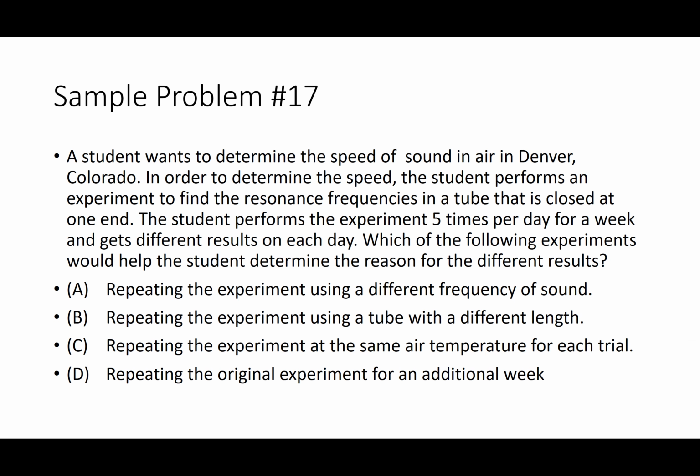All right, so on to practice problem 17. We have a student who wants to determine the speed of sound in air in Denver, Colorado. In order to determine the speed, the student performs an experiment to find the resonant frequencies in a tube that is closed at one end. So much like the problems we worked earlier. The student performs the experiment 5 times per day for a week and gets different results on each day. Which of the following experiments would help the student determine the reason for the different results? Okay, A, using a different frequency. B, using a tube of a different length.